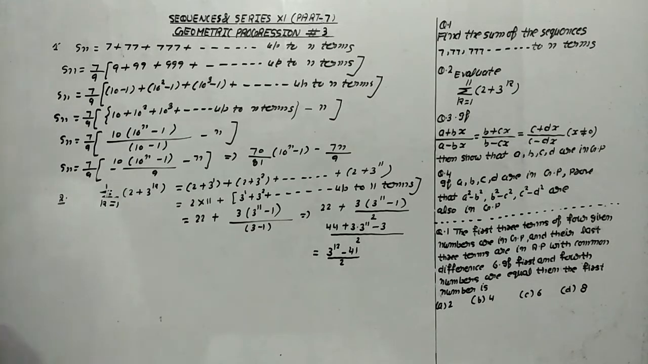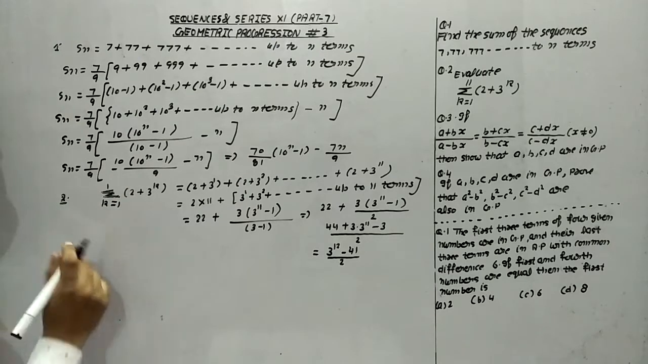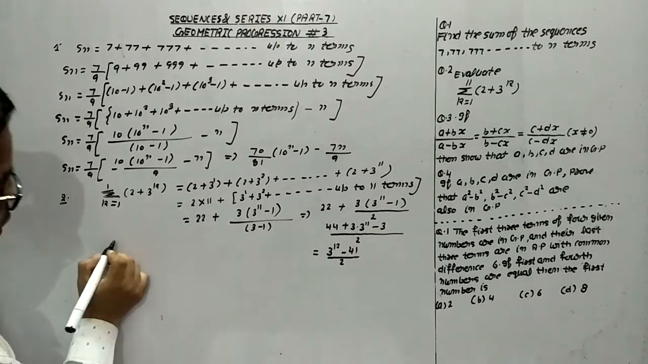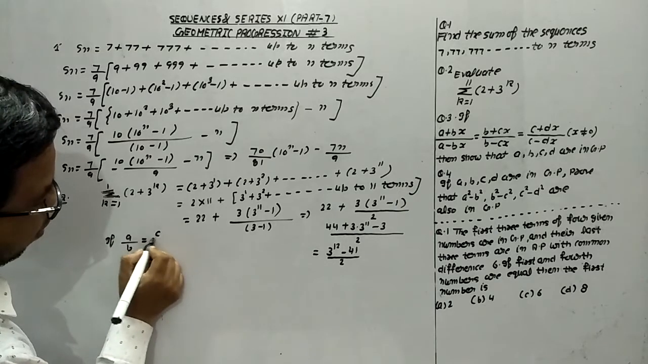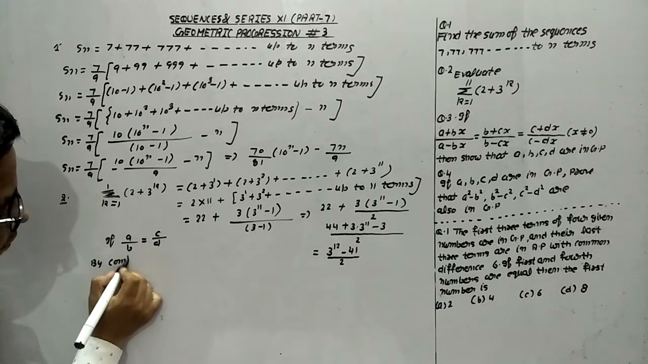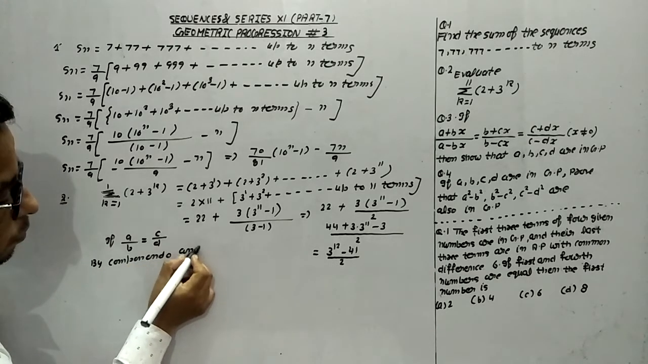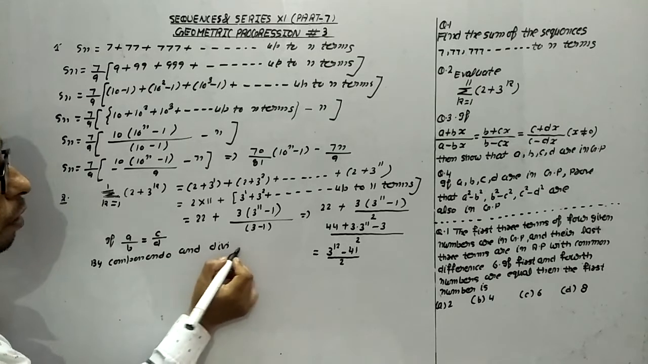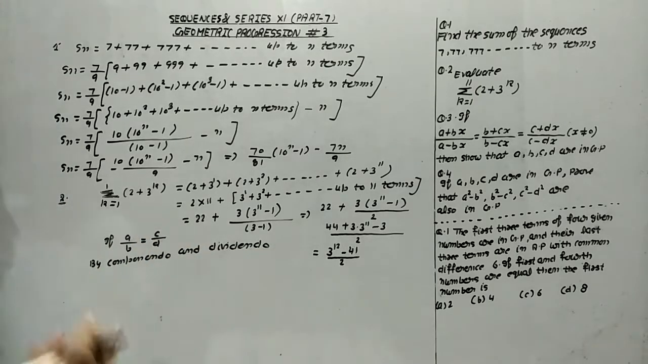Now look at this. To understand the solution of this C and D part, we have to revise one thing. If we have A upon B equal to C upon D, then there is one rule called componendo and dividendo. This is a very important rule. Later on we will use this rule in many chapters.